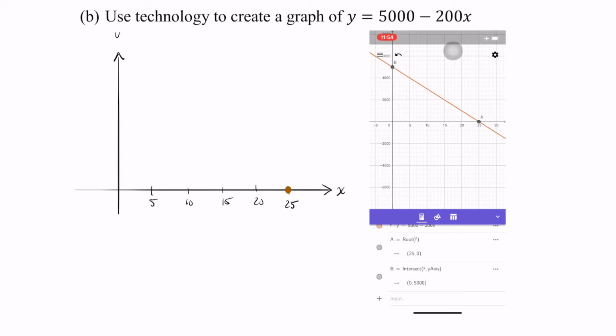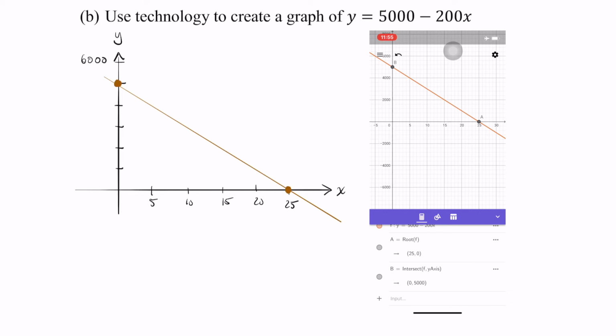And now let's look at the y-intercept. The y-intercept is at (0, 5,000), so I can go 1,000, 2,000, 3,000, 4,000, 5,000, even all the way up to 6,000. I'll mark that here, and I'm going to put a dot here. And now I can just go ahead and connect it all the way across. There we are. So there is the graph of y equals 5,000 minus 200x in a really nice window.